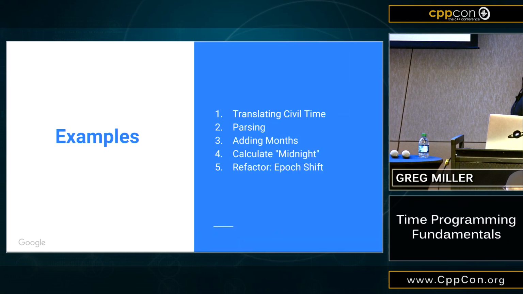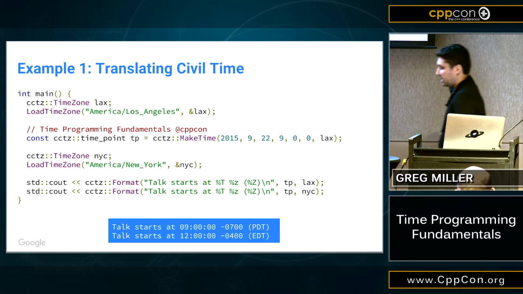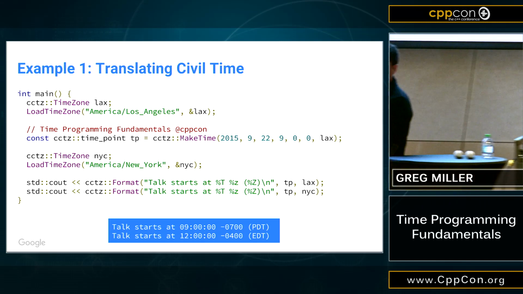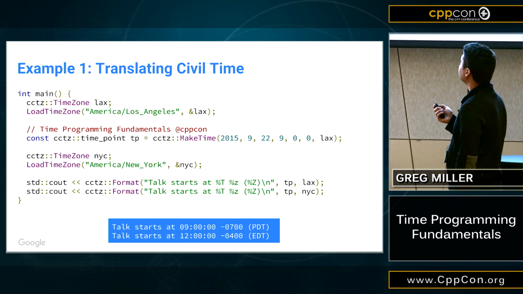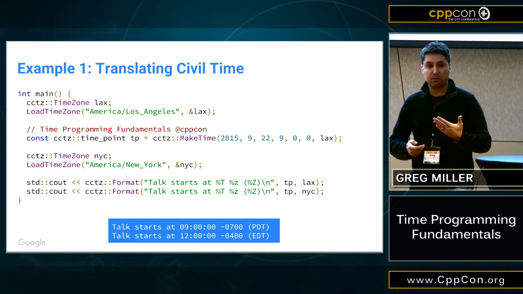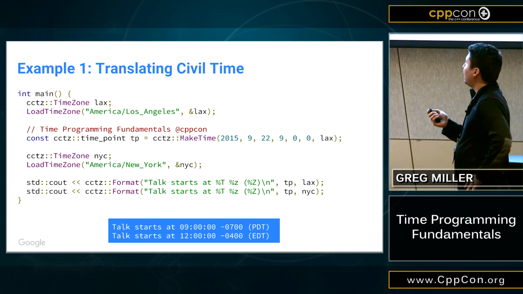Now I'd like to look at some real programming examples that are common and what they look like using the CCTZ library. So again, in this case, translating civil time from one time zone to an equivalent civil time in another time zone. All of our examples are going to start off pretty much the same. We're going to declare a time zone. We're going to load up that time zone. So here's all the data for America, Los Angeles.